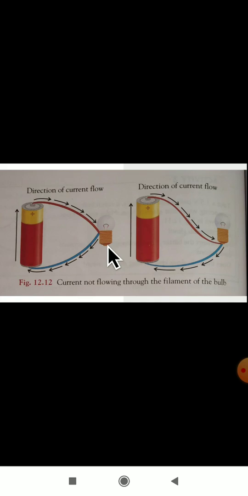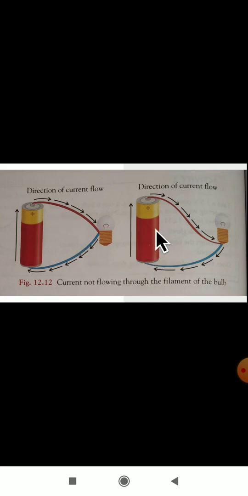But the bulb will glow when the positive terminal is connected to the filament of the bulb and the negative terminal is connected to the base terminal of the bulb. In this case the bulb will not glow, because the positive and negative wires have both joined to the holder. The positive wire and negative wire are just connected to the holder. Here the bulb does not glow because the connections are wrong.